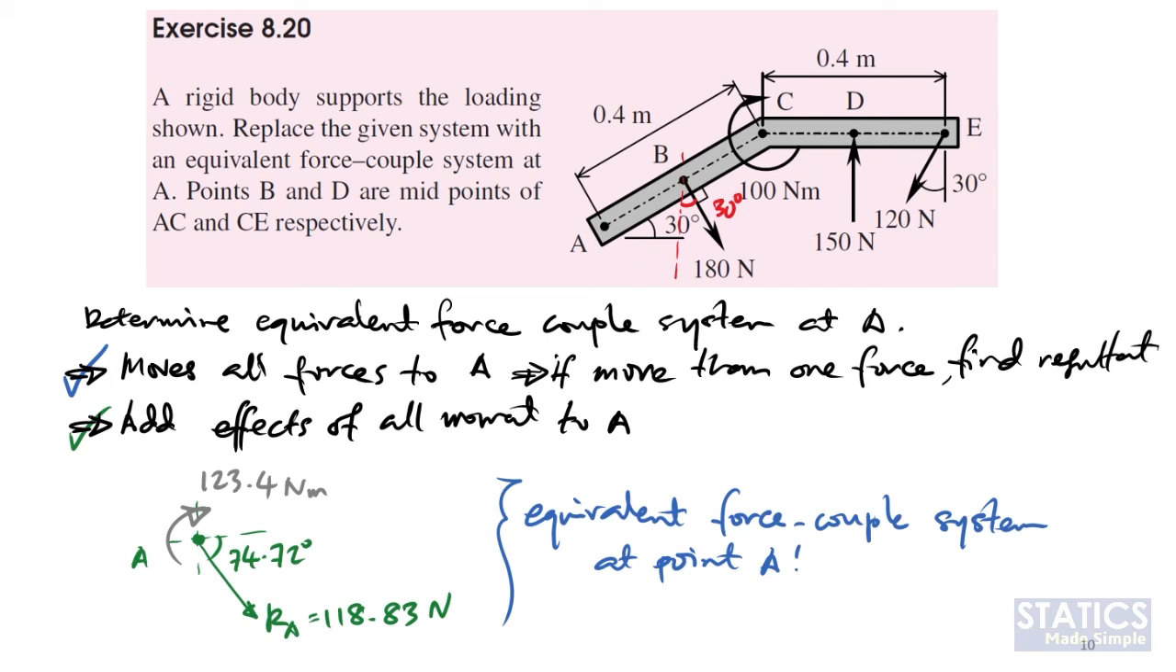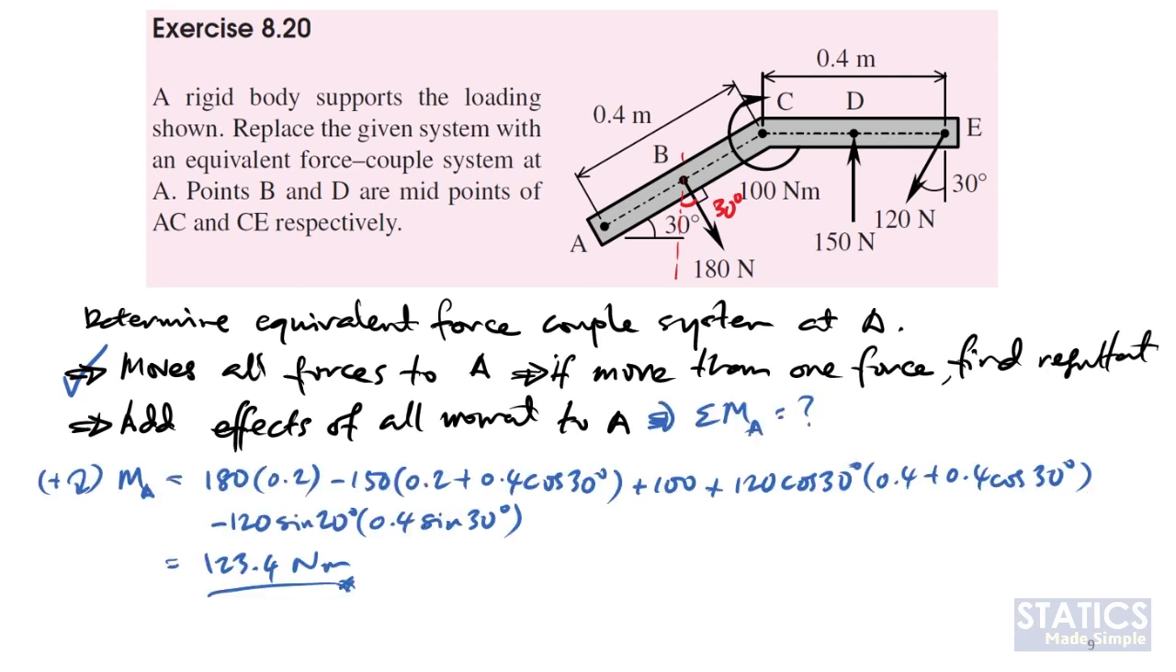On the previous slide, why must we minus 120 sine 20? This one? Yes, sine 20. My bad, it should be sine 30, right? Thank you for that. It should be sine 30 here, so my answer is wrong. What's the actual answer? I got 152.39. Okay, let's say we use your answer, 152.39.